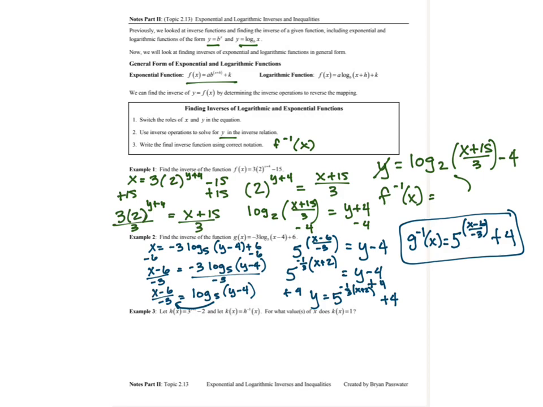Okay, so let's go on to letter C. Number 3. Are y'all ready? Number 3. It says we've got this h of x function. Let k equal h inverse of x. For what values of x does k of x equal 1?